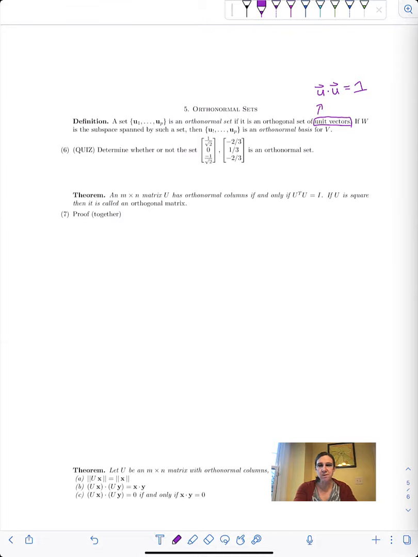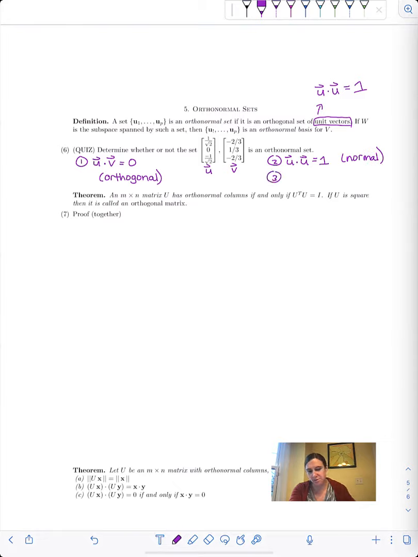So our first quiz asks whether the set given, these two vectors, is orthonormal. Let's call these u and v. What you need to do to test these is test three things. First of all, you need to test that u dot v is 0. That's the orthogonal part. And then you need to test that u dot u equals 1. That's the unit vector part, which is where the normal comes from. And the same thing with v dot v. Okay.